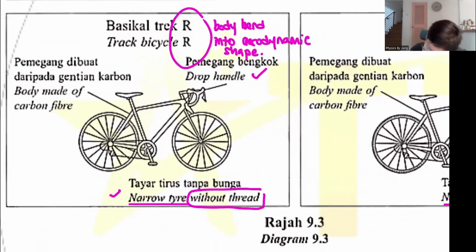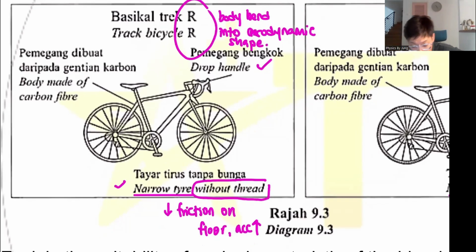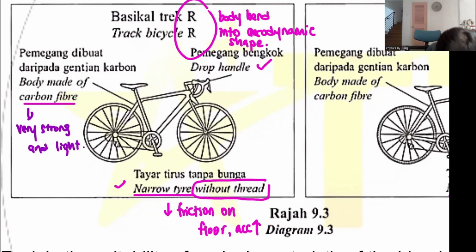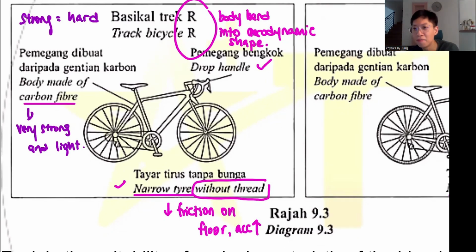Okay, then after that, next, this one is to reduce the friction on the road, on the floor. So therefore, you can accelerate, higher acceleration, go faster. Okay, then why do you want to make it out of carbon fiber? What is carbon fiber famous for? It is very strong and light. Okay, can? Okay, guys, strong or durable also can. Guys, is strong the same meaning as hard? Is strong the same meaning as hard? How is it the same?